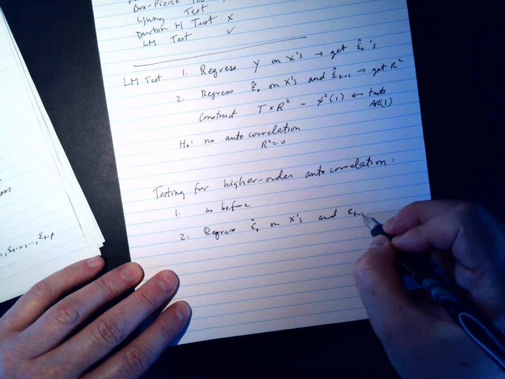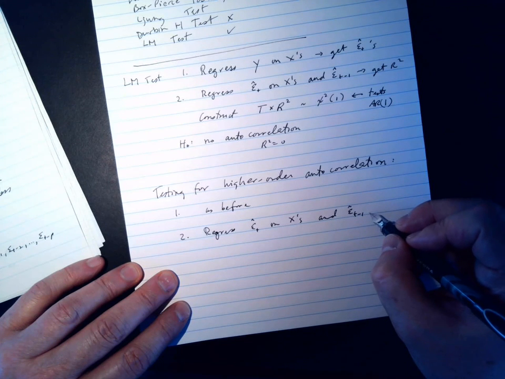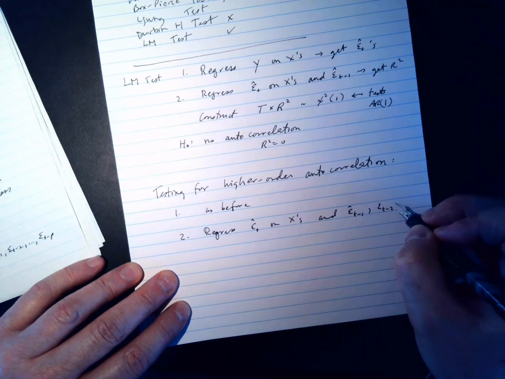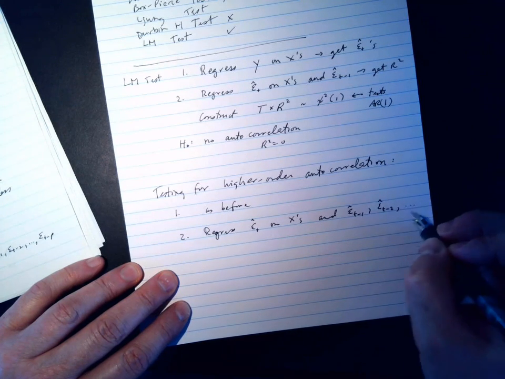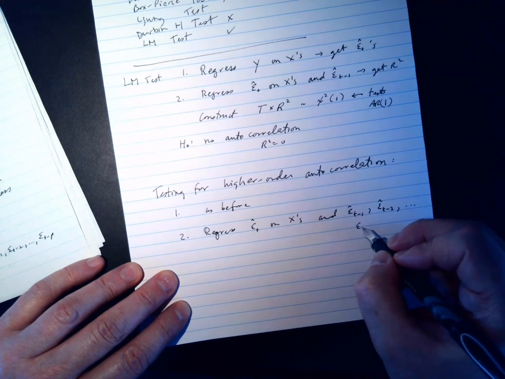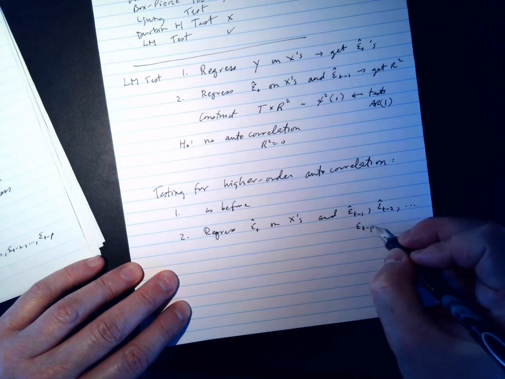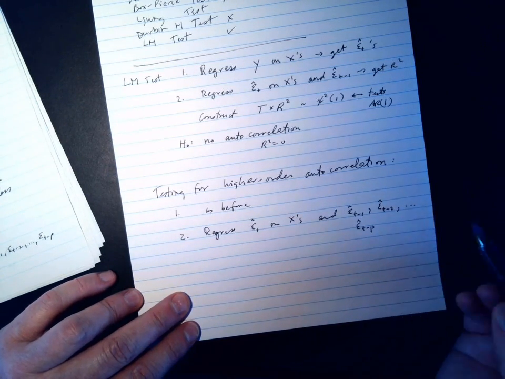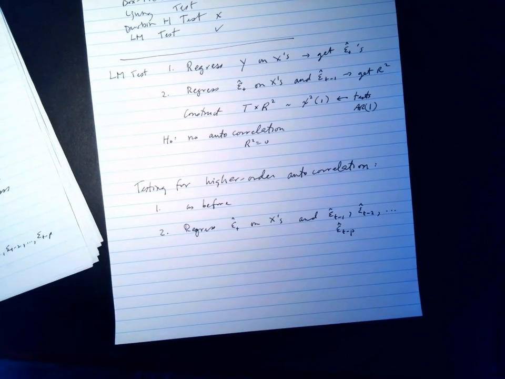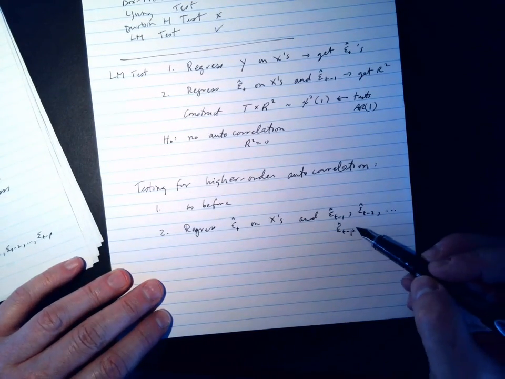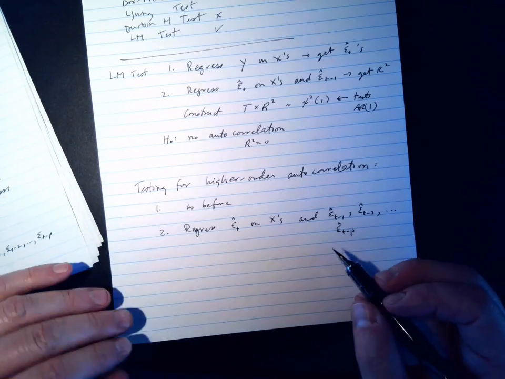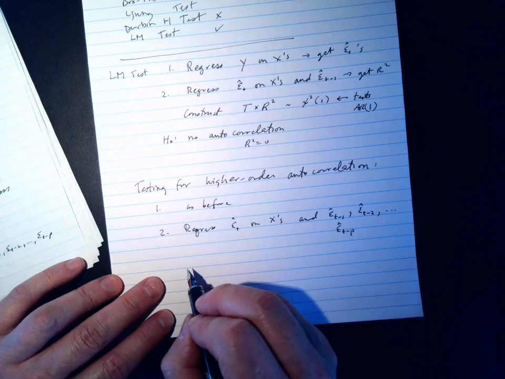So epsilon t minus 1, epsilon t minus 2, and so on out to epsilon t minus p. So you can add in as many lags of the residuals as you want to test. Now bear in mind, the more lags you add, you lose an observation at the start of the regression.